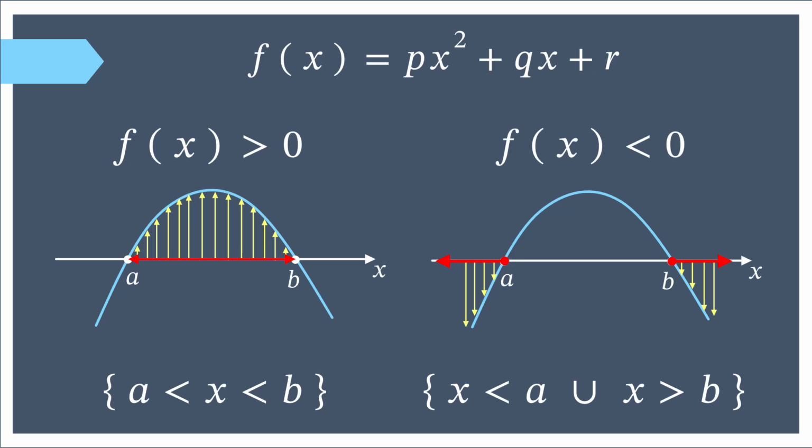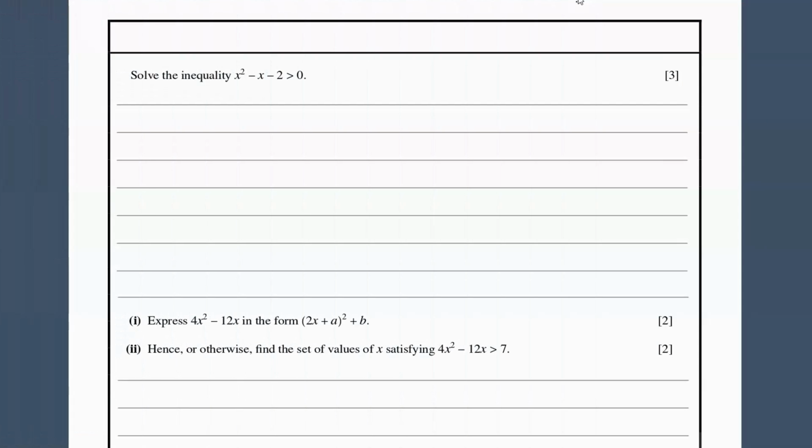Let's see how we can apply this knowledge in solving some problems. The question here says, solve the inequality x squared minus x minus 2 is greater than 0. All right. So in this particular situation, we have x squared minus x minus 2 being greater than 0. I'm going to factorize.